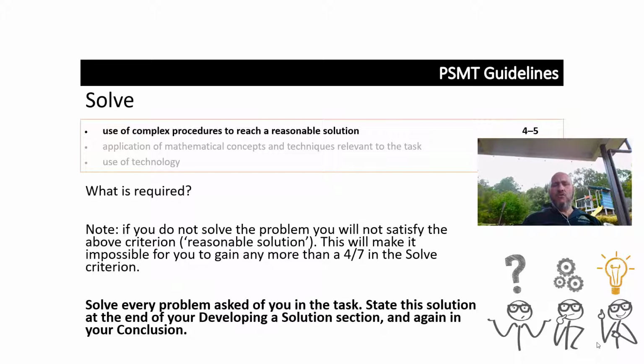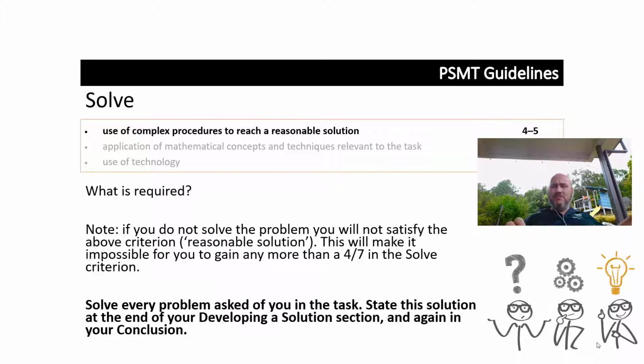At the 4, 5 level, instead of accurate use, we've just got use of complex procedures. Instead of valid solution, we've got reasonable solution. So we're talking about, well, the solution's good. Maybe not perfect, but it's good. And we've used some complex procedures, so we're good. There is a note here, and this is another thing we've learned in our pathway of being confirmers and working for QAA, and that is that you have to have a solution to get this grade.